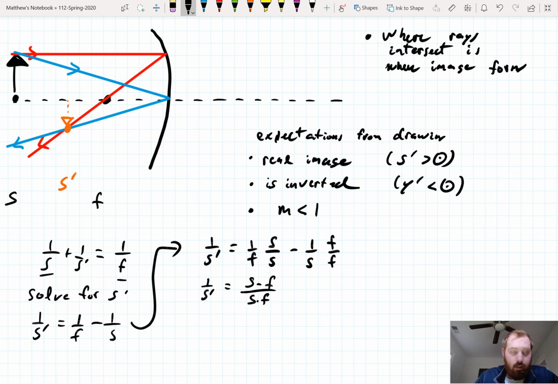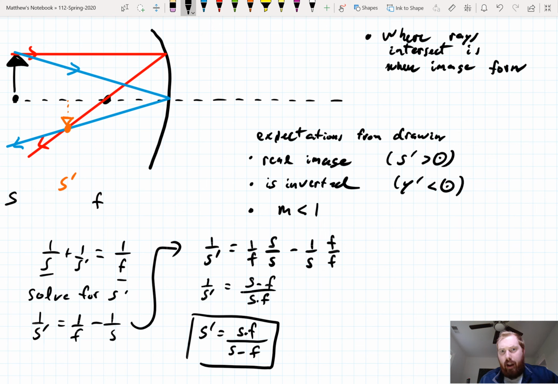Invert. S prime is now equal to S times F over the difference, S minus F. If you must, you can write this down as an equation to remember. I don't, because all I need is the original equation, and I apply some algebra skills. But some students say they like memorizing this. So be it. Whatever floats your boat.